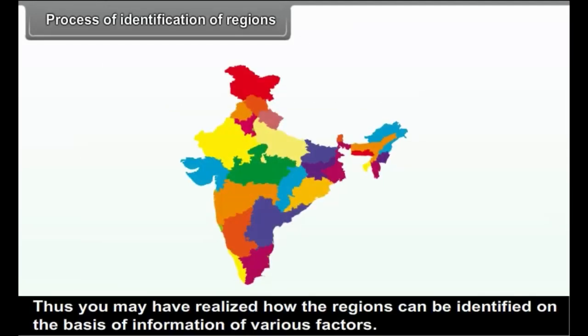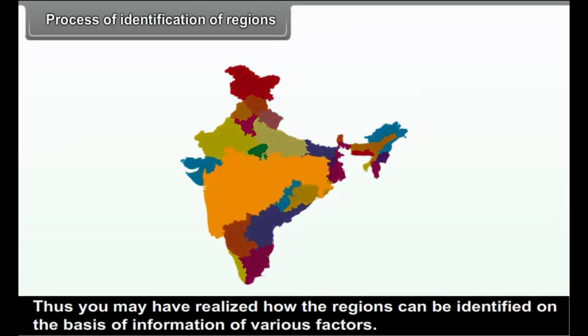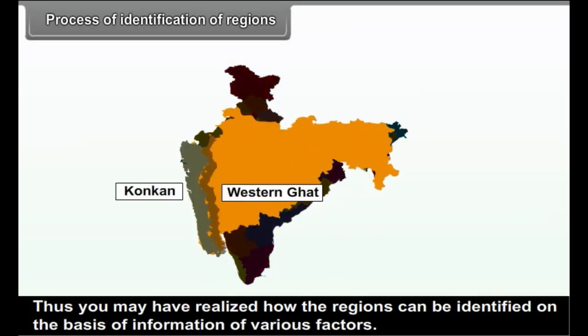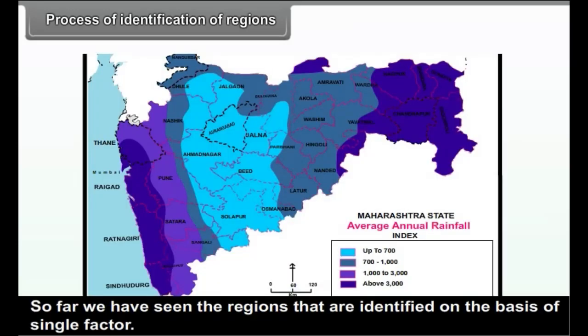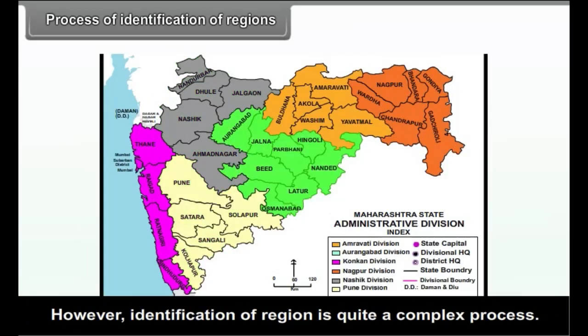Thus, you may have realized how regions can be identified on the basis of information on various factors. The process of identification of regions is called regionalization. So far, we have seen the regions that are identified on the basis of a single factor. However, identification of regions is quite a complex process.